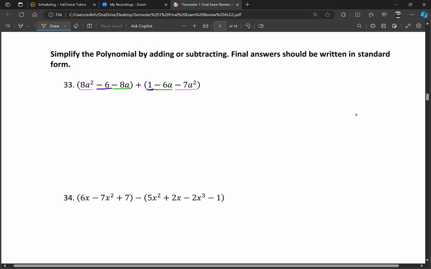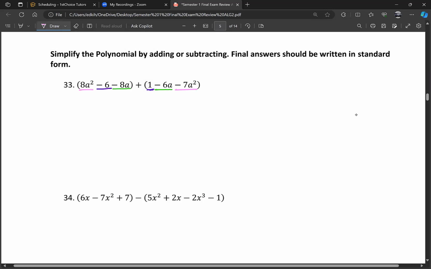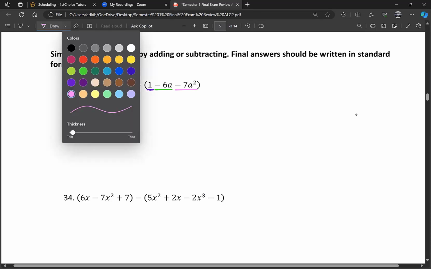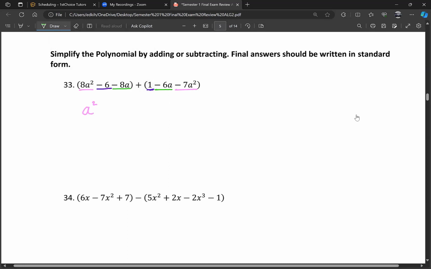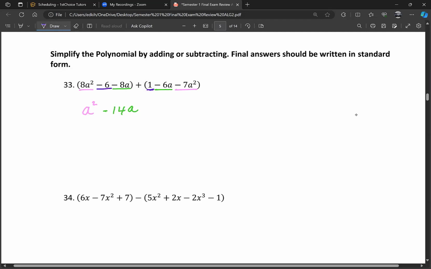So let's start with the highest degree. 8a squared minus 7a squared. That's going to be 1a squared. So there's no need of showing the 1. It's okay. Just say a squared. It makes you look more professional. The next degree is the green, which is -8a minus 6a. So -8 minus 6 is -14a. And the last but not least are the constants. And those are -6 plus 1, which makes it a -5.